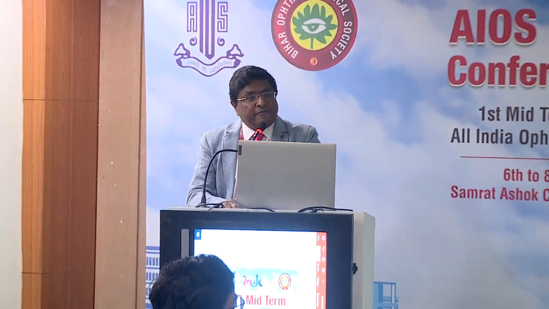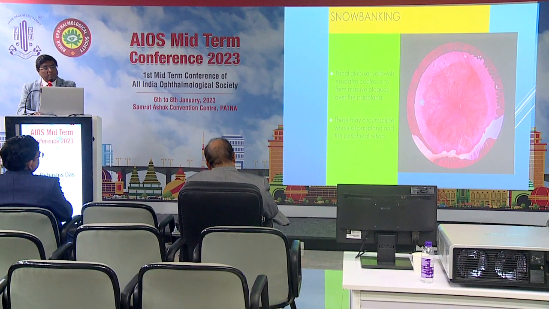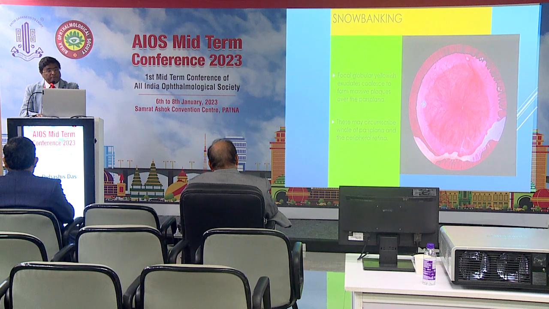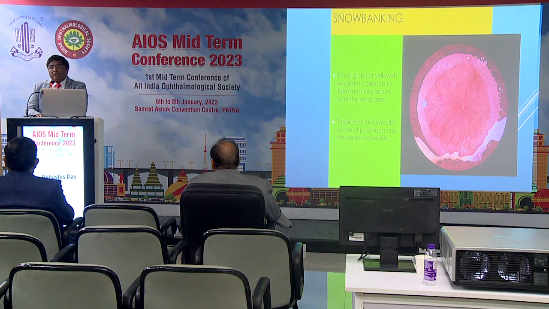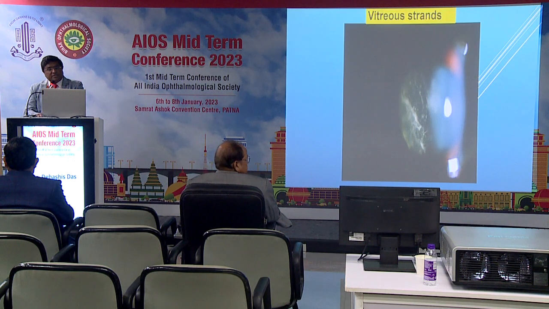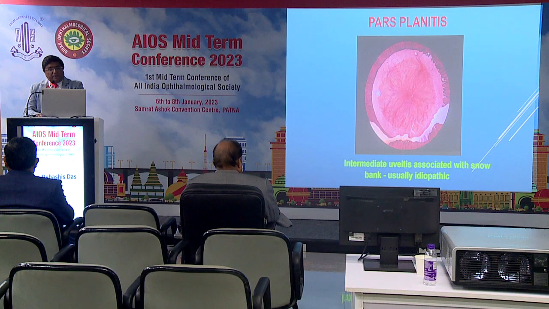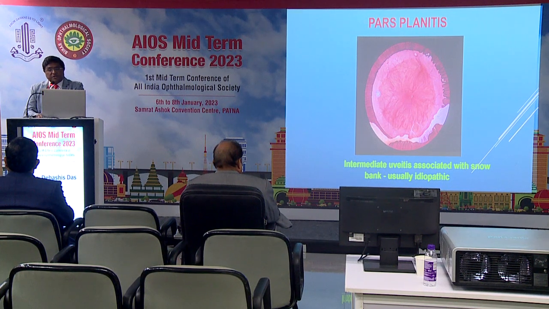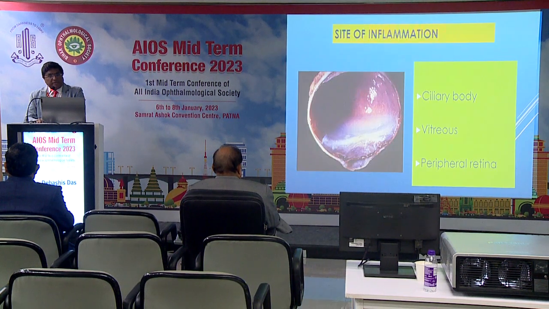Apart from that, we also have snow banking, where focal globular yellowish exudates coalesce to form massive plaques over the pars plana. These may circumscribe the whole of the pars plana or the peripheral retina, particularly the inferior portions. You can see the vitreous cells as well as the vitreous strands, ultimately forming snow banking, particularly in the inferior periphery, leading to pars planitis or intermediate uveitis, which is associated with snow banking. Usually these situations are idiopathic.